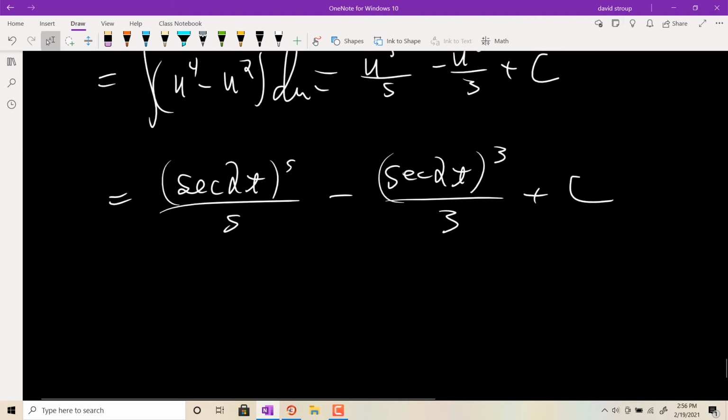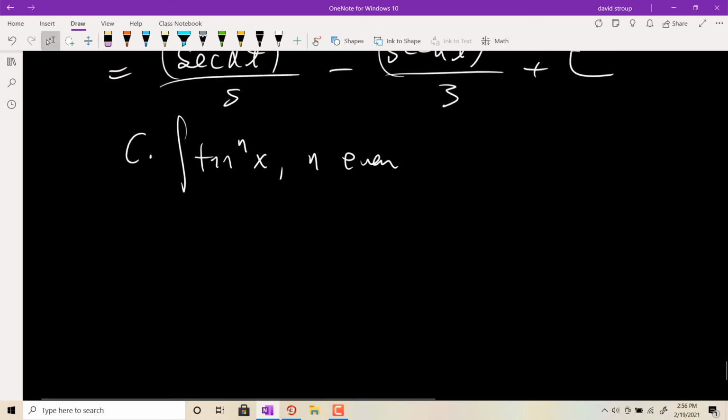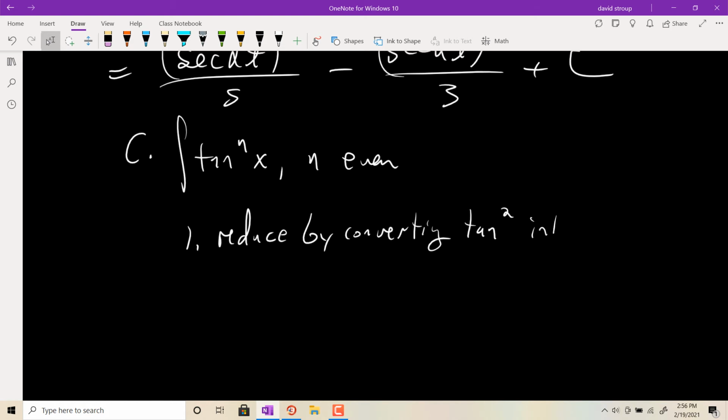Finally, one case that also will come up is the case where you have just tan by itself, where the exponent is even. In those cases, you want to reduce the exponent using the Pythagorean identity and then expand it. So reduce by converting tan squared into secant squared minus 1.